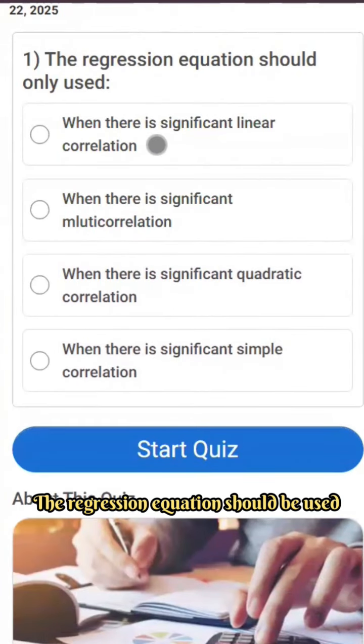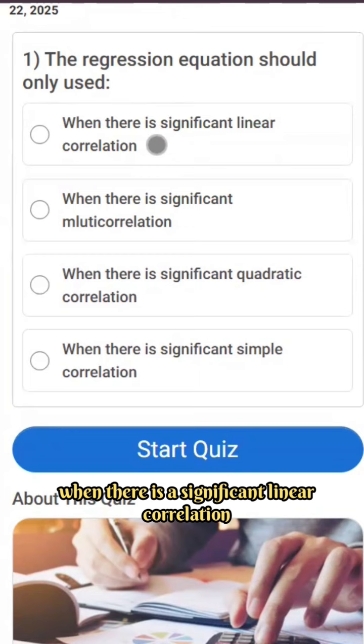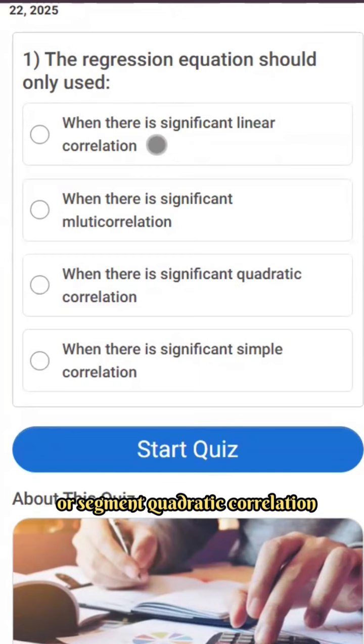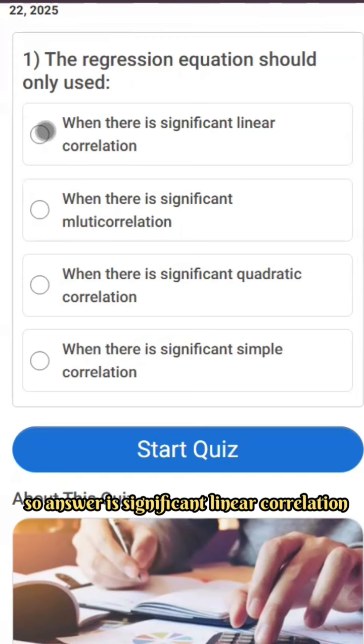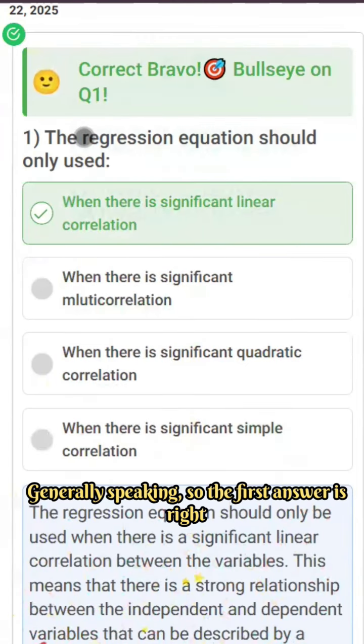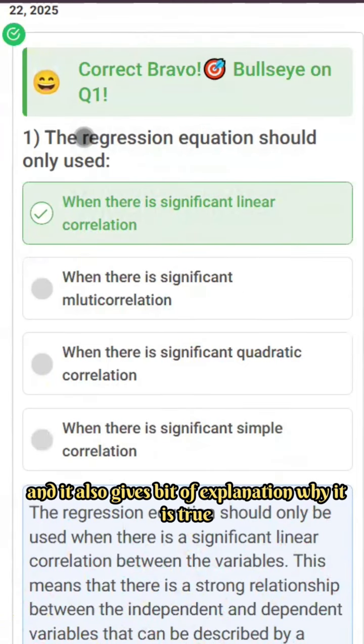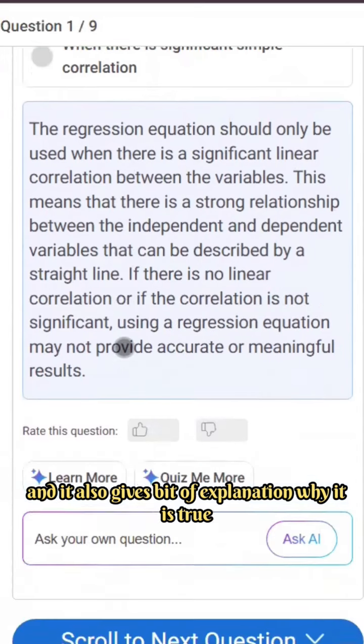The regression equation should be used when there is a significant linear correlation, or multi-correlation, or significant quadratic correlation, or simple correlation. So the answer is significant linear correlation, generally speaking. So the first answer is right, and it also gives a bit of explanation why it is true.